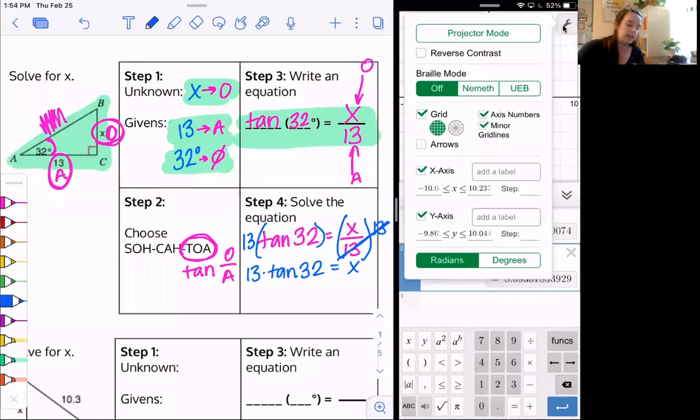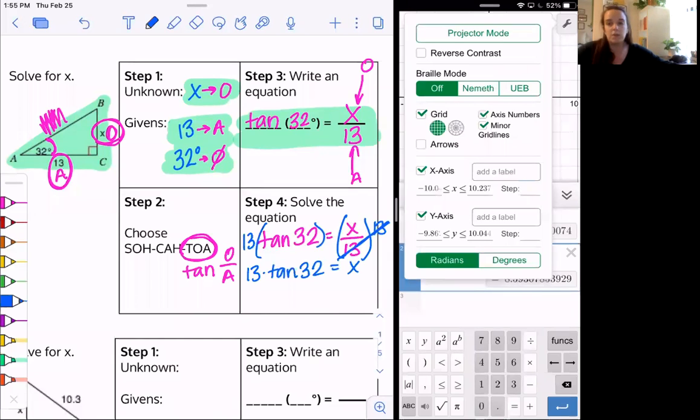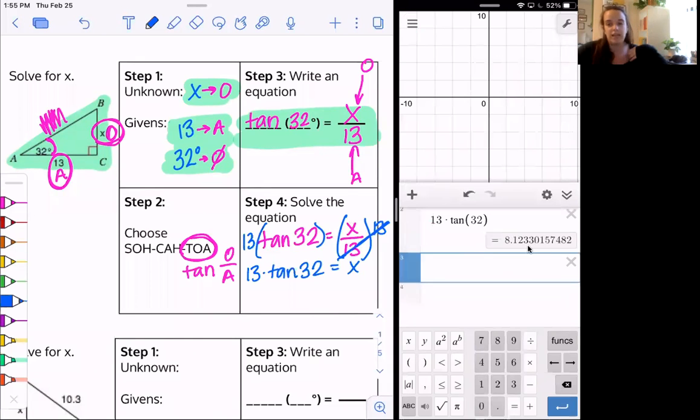If you are getting this number, 8.59, and you're like, what the heck, miss, how did you get that? Or on the last problem, you got negative 184. That is because your calculator is in radians. So in order to turn it into degrees, which is what we're using for our problem, we need to go to the little toolbar up here, and then you're going to go to degrees, click on degrees, and then that will put your answer in the right format. So you'll get the right answer.